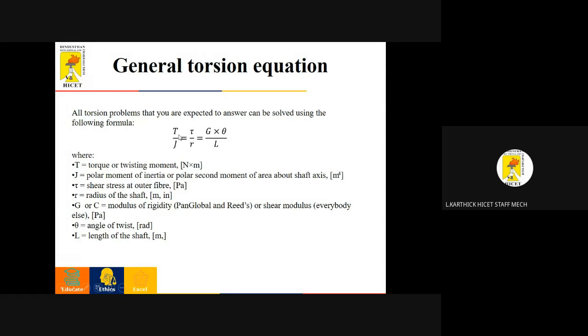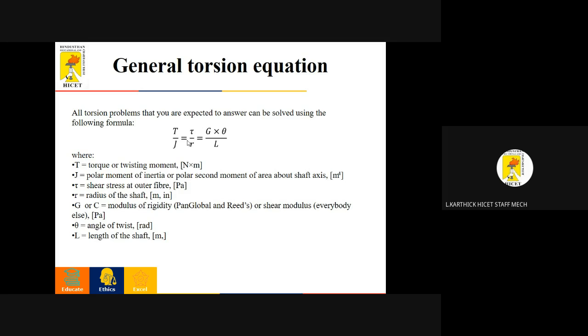So it consists of different equations. For T, there will be the expression pi by 16 into tau into d cube, and we also know the expression for J, the polar moment of inertia, and the power transmitted. The formula for power transmitted is 2 pi N T by 60. So these are the known and default values. With the help of that, we can solve different problems, and the expression for J equal to pi by 32 into d power 4.